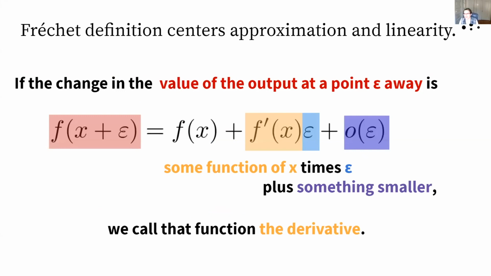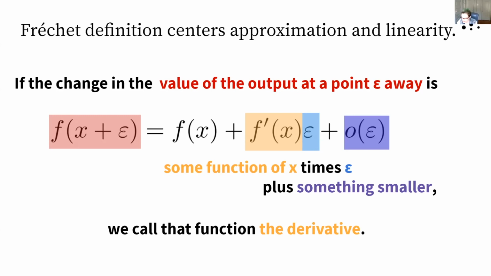So the Fréchet definition gives you the same results, but it centers the concepts of approximation and linearity rather than limits and ratios. What the Fréchet definition says is that if the change in the value of the output at a point epsilon away is some function of x times epsilon plus something smaller, we call that function the derivative. What's weird about this definition is that the thing we're defining isn't alone on one side of the equation the way we normally do. So it's an operational definition rather than a definition in the usual sense.